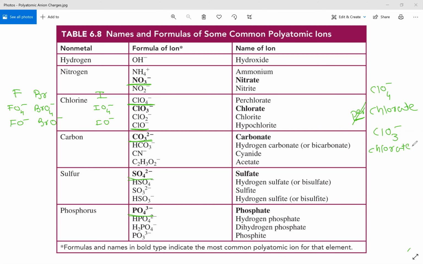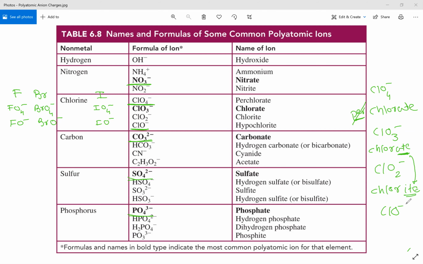Now, even if you have one less oxygen, what we talked about earlier, from ate to ite, if you have one less oxygen, then it should end with ite. So instead of chlorate, we are going to call this one chlorite. One less oxygen becomes ite. Now, what happens if we have even one more less oxygen?